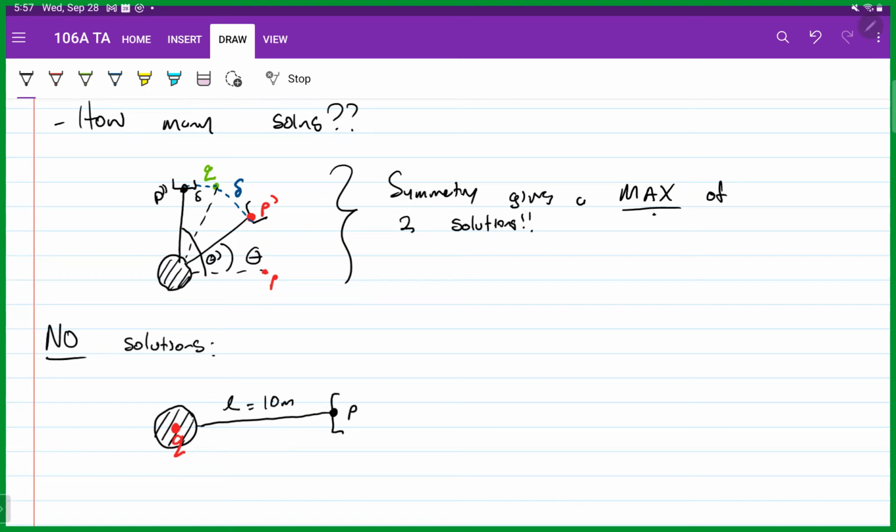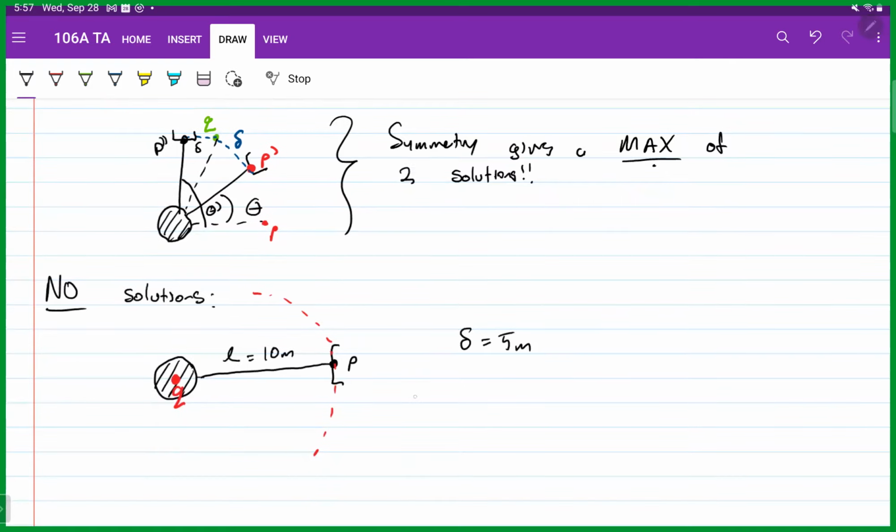It's a really long robot arm. But let's say that the delta that we're looking for is 5 meters. But we know that no matter what theta we turn this to, we're always going to be 10 meters away. We're just going to be tracing out this circle in space. So if we're requiring this 5 meter distance and we're always going to be 10 meters away, there's no way we can ever have a solution in space, right? So we'll always be 10 meters away. So there is no solution in this case.